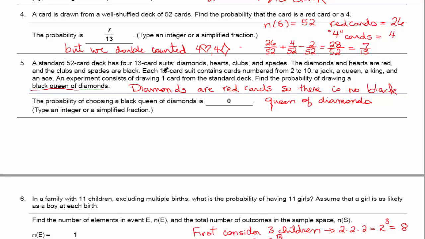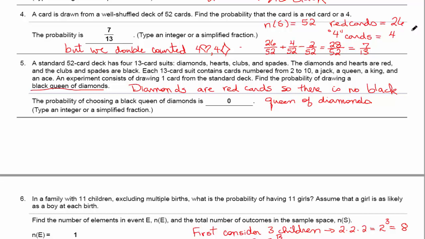Now in question 4, we want to find the probability that I reach into this deck of playing cards and I get a red card or I get a 4. Well, let's think about this. How many red cards? There's 26 of them. And how many 4s? Well, there's 4 of those. There's a 4 of diamonds, a 4 of hearts, a 4 of spades, and a 4 of clubs.